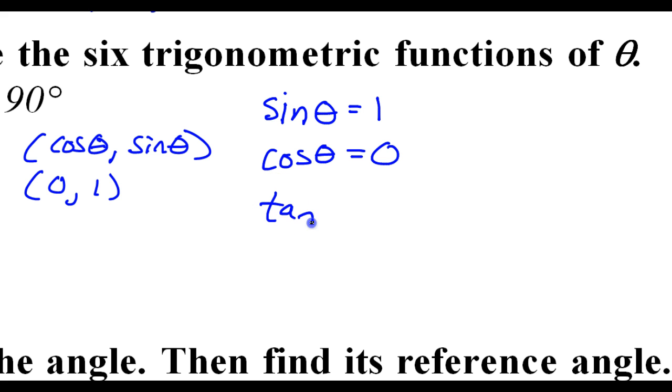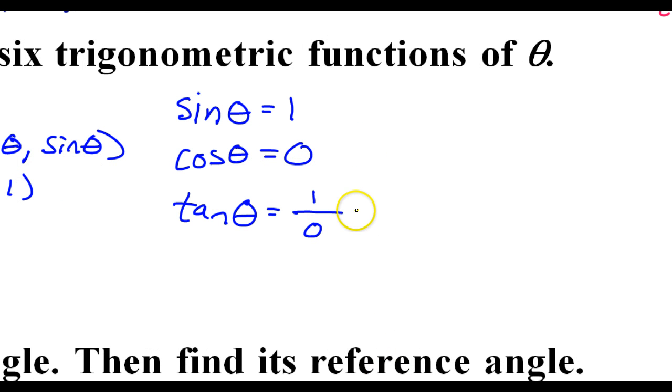Now the tangent of theta is always sine over cosine. So that would be 1 over 0. But that, my friends, is undefined. You can't do 1 over 0. You can't divide anything by 0. So undefined.